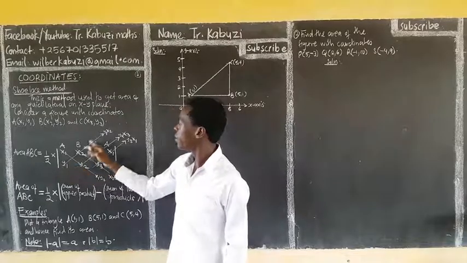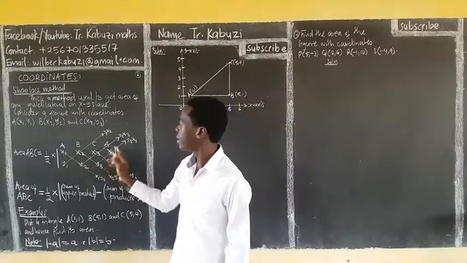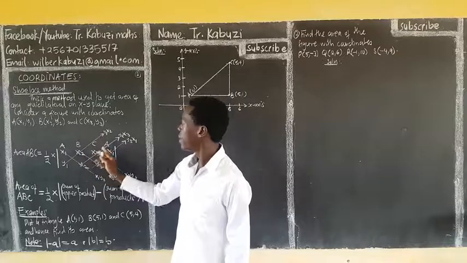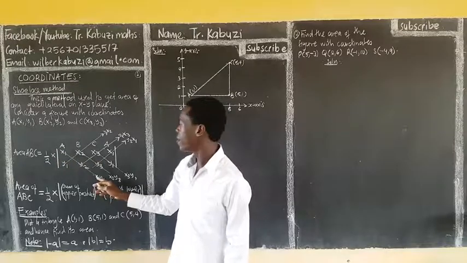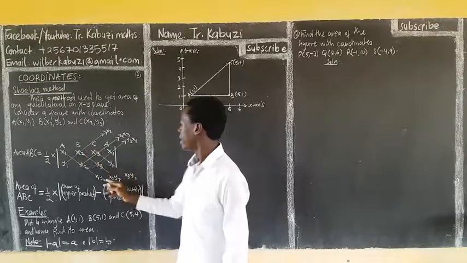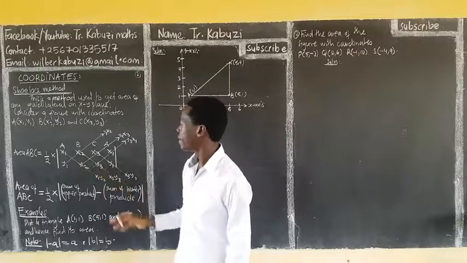How does it work? You get the product of this: when you get the coordinates, you cross like this, like this, like this, then you get the product of these two. The product of those two like that. Then also you cross like this, diagonally downwards, like this. This is also going to be the product of this and this, this and this, this and this.